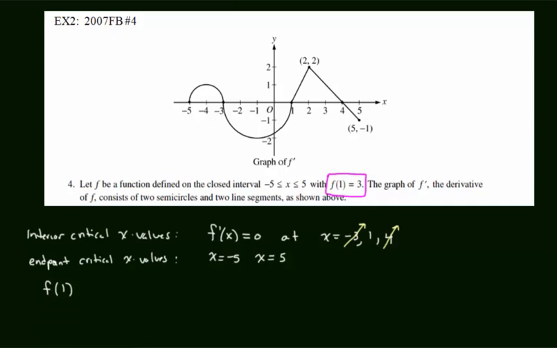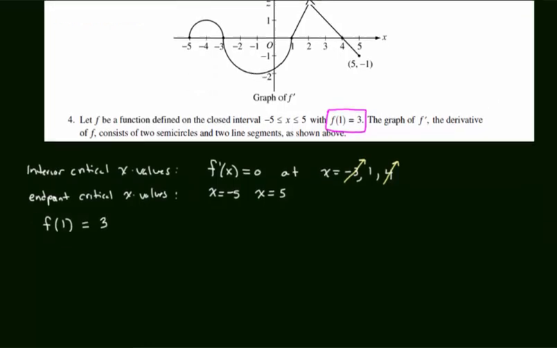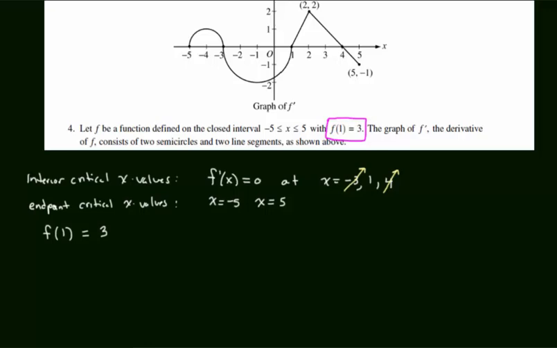Luckily, f of 1 is given. It's given to be 3. We need that information to go further. Here's where it gets a little tricky. In order to find f at, let's do the 5 first, I need to incorporate f of 1 somehow.